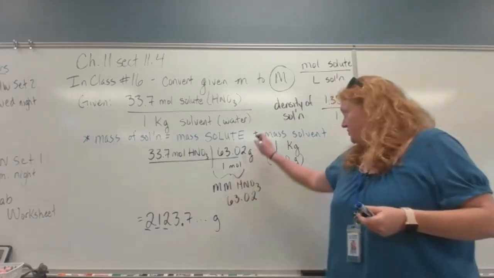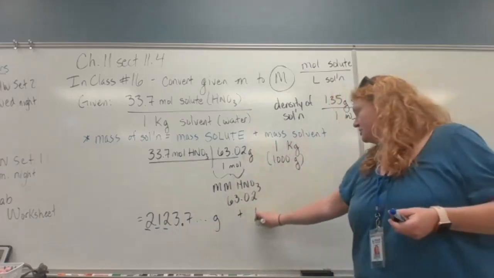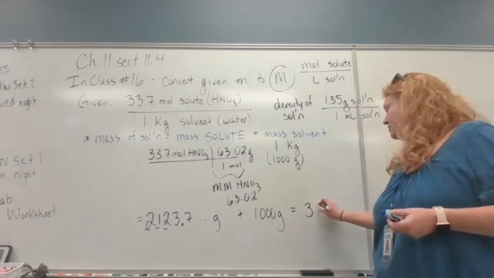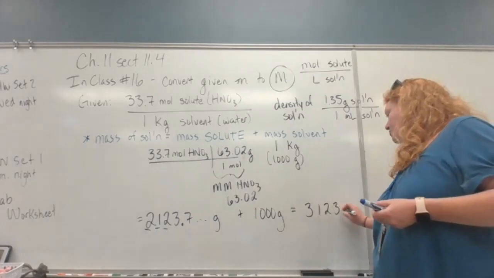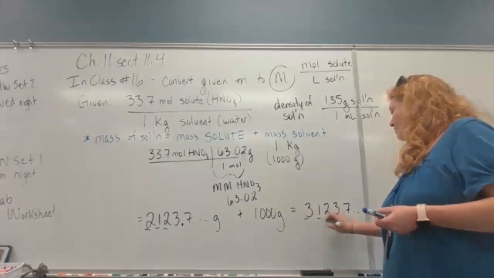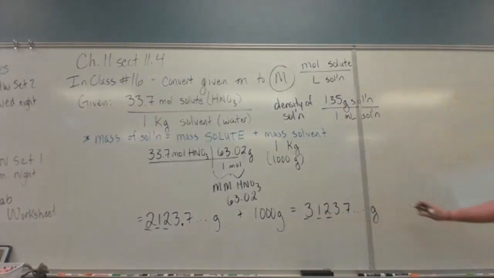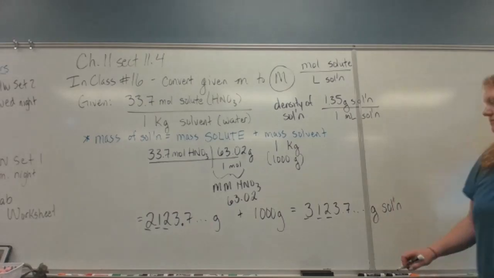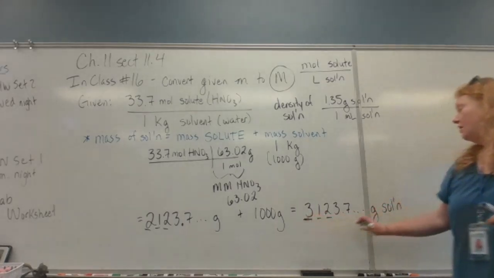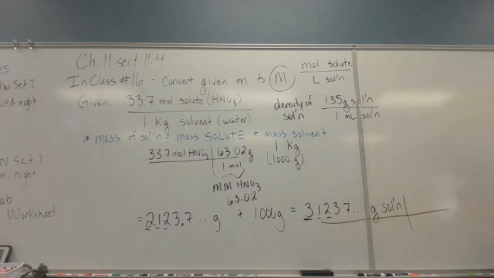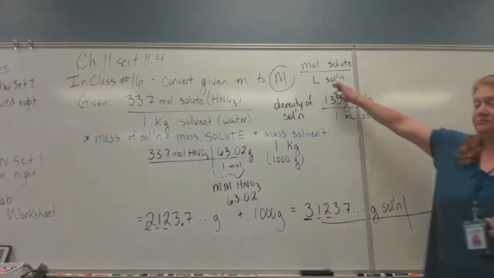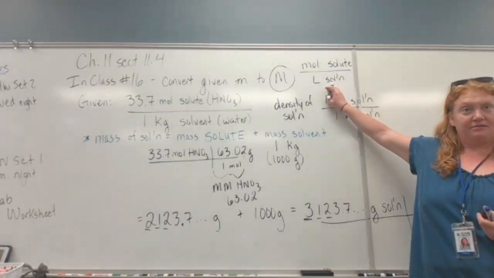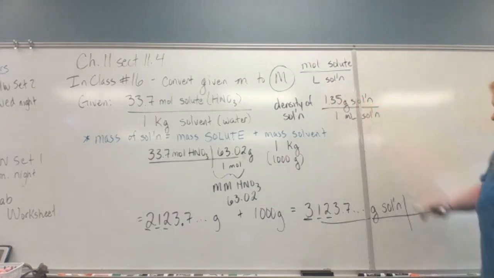Okay. So I'm going to do this grams plus this grams equals 3,123.7, blah, blah, blah. So that's the mass of my what? It's my solution. Okay. What can I do now? My goal is to get the solution volume. Now I can use the density. Now I can use the given density of the solution.